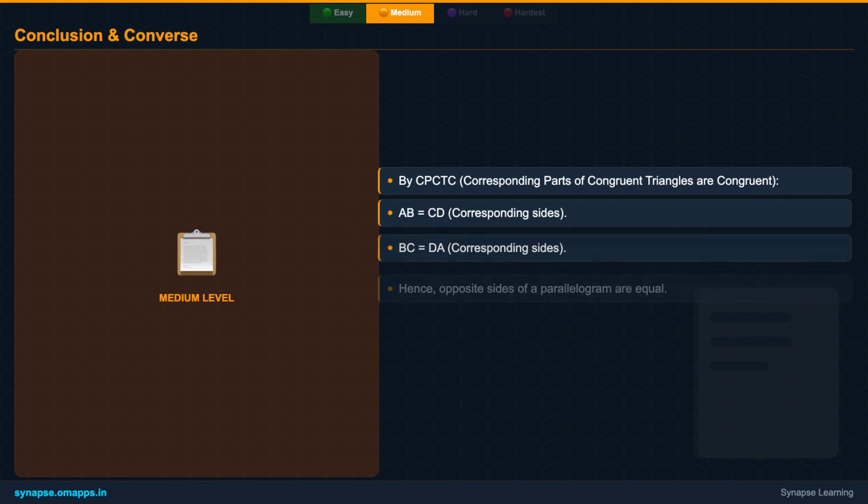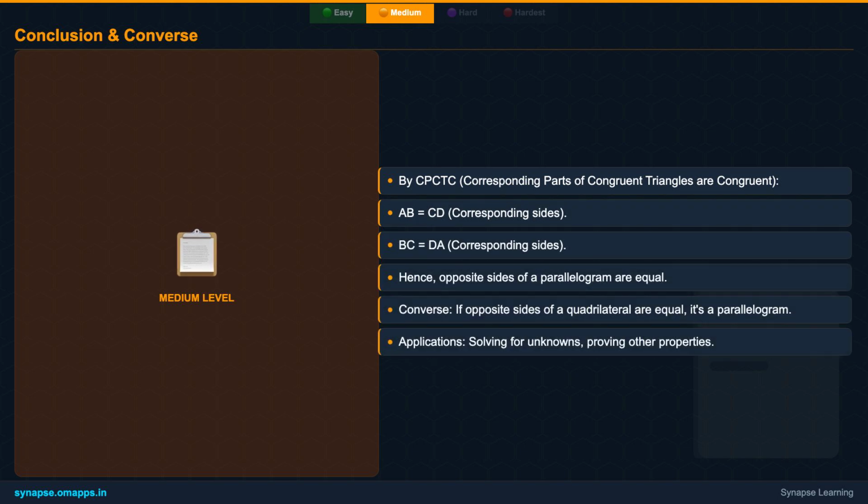Because triangle ABC is congruent to triangle CDA, their corresponding sides must be equal. This is what we call CPCTC, corresponding parts of congruent triangles are congruent. So, side AB corresponds to side CD, meaning AB is equal to CD. And side BC corresponds to side DA, meaning BC is equal to DA. This formally proves that the opposite sides of any parallelogram are indeed equal. We also briefly touch upon the converse. If a quadrilateral has equal opposite sides, it must be a parallelogram. This property is vital for solving more complex problems.